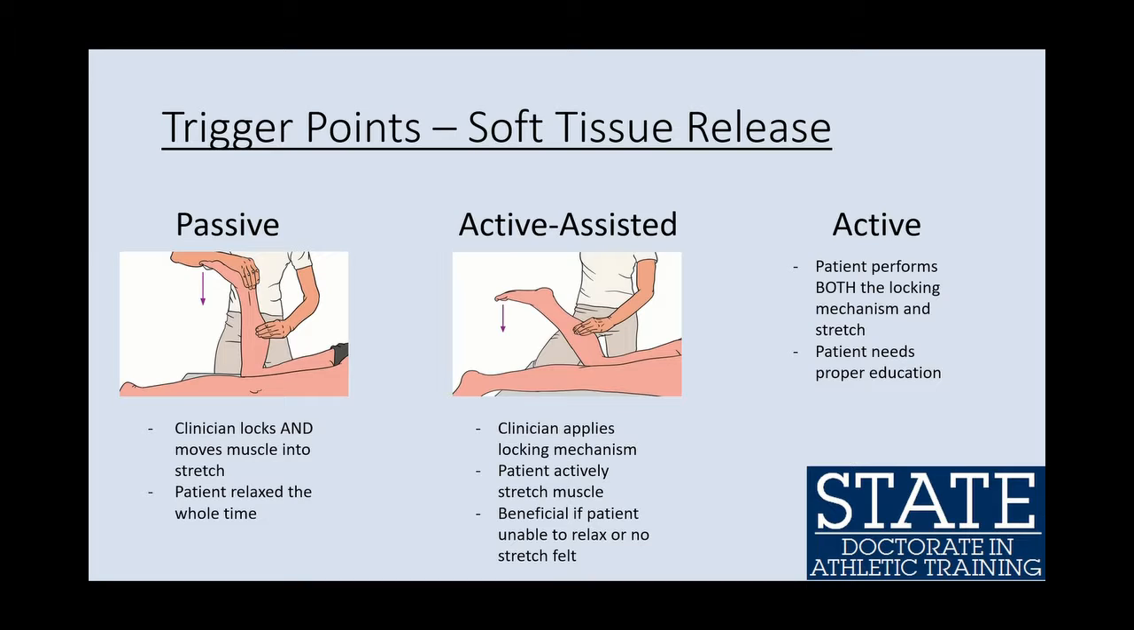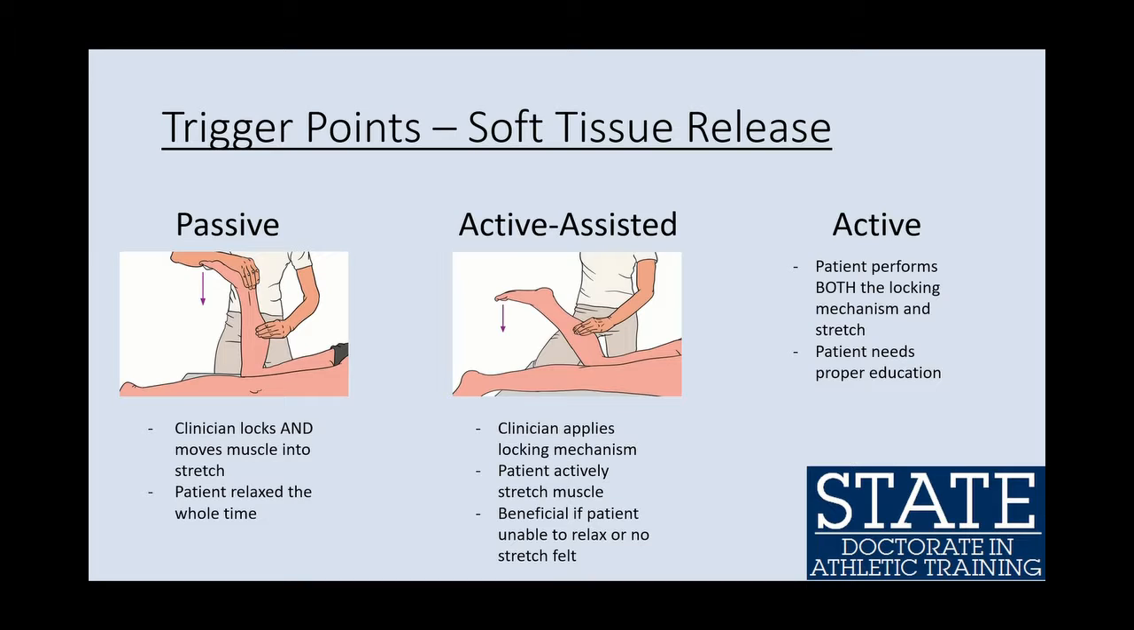Sometimes, though, the patient may not necessarily feel a good enough stretch when they have to do it themselves. And they also need proper education in order to be able to do a soft tissue release on themselves. So going off the point that they may not always feel a stretch on their own, we move into active assisted. This is kind of like the best of both worlds in some way. The clinician applies a locking mechanism, and the patient is the one actively stretching the muscle. This is nice because it's beneficial to the patient if they are unable to relax, and they have the clinician working with them and encouraging them.